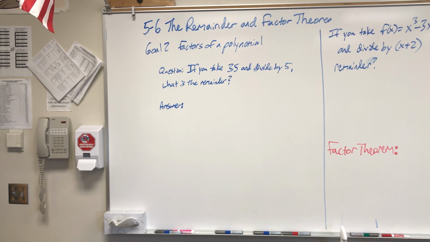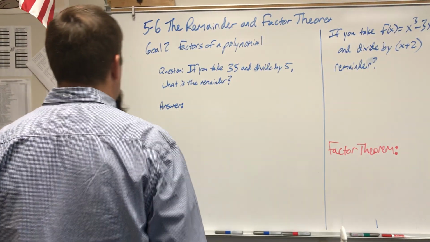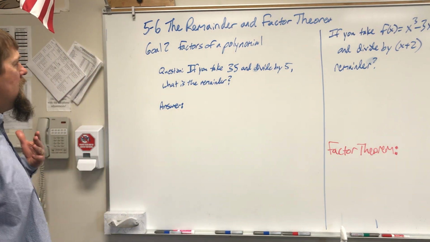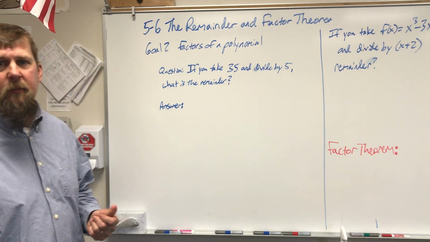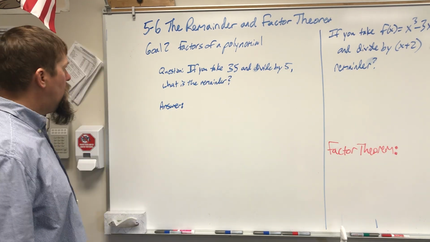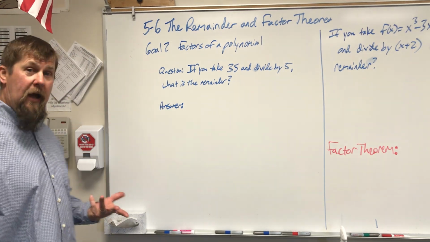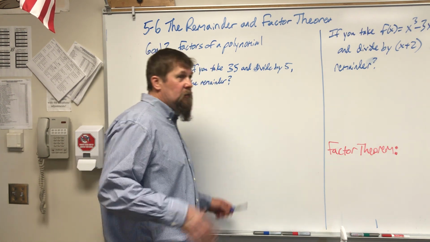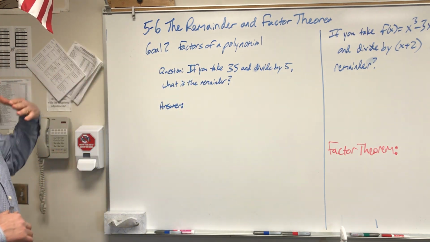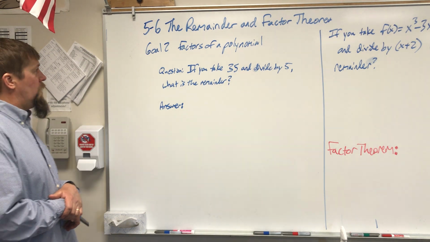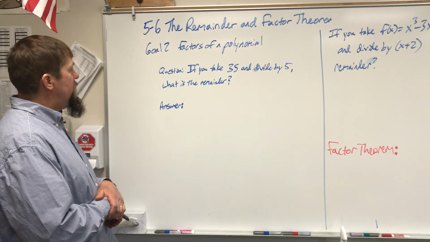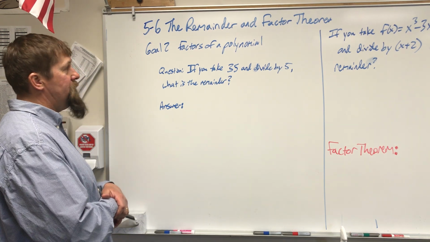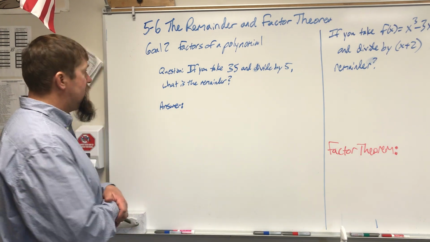Okay, the second goal of the remainder and factor theorem is talking about factors of a polynomial. So we know that if we divide something by something else, we're going to have a remainder or not. We could have zero as a remainder, which means there isn't a remainder. So the question I have for you to start with is, with that concept, if you take 35, so just the number 35, and you divide by 5, what is the remainder?